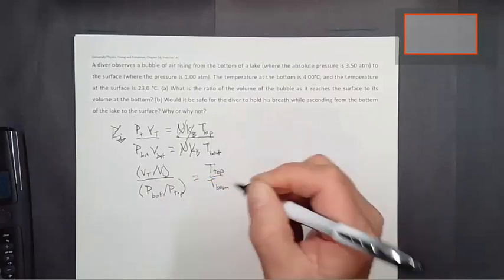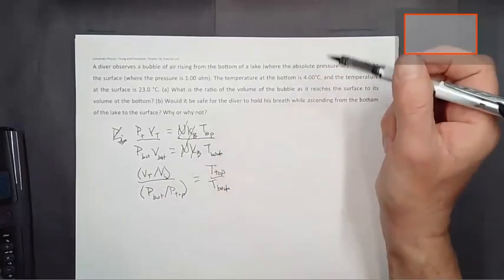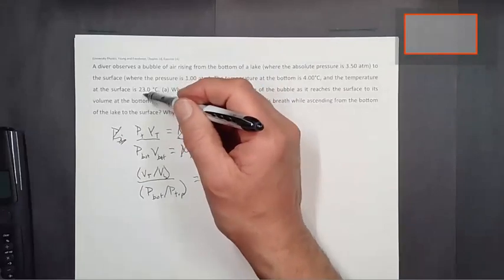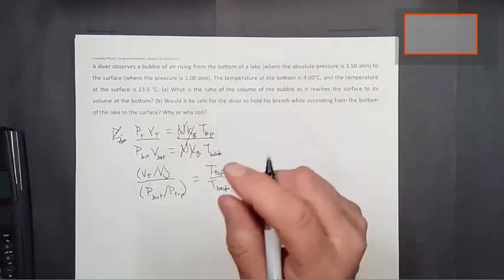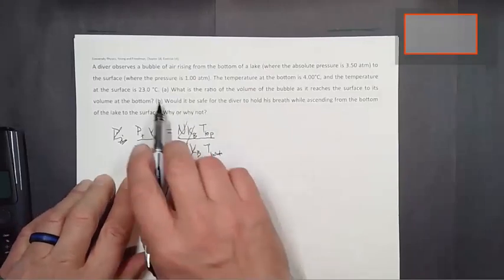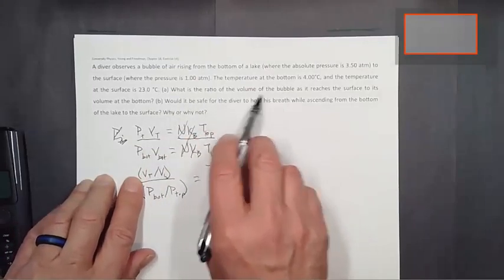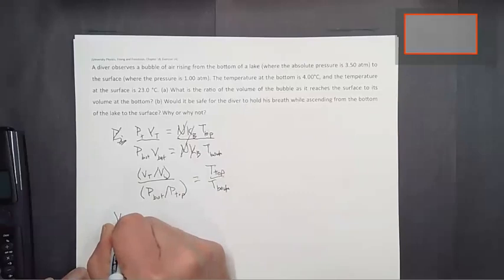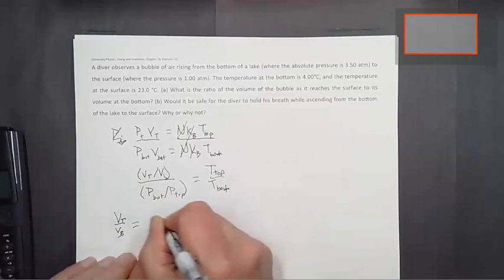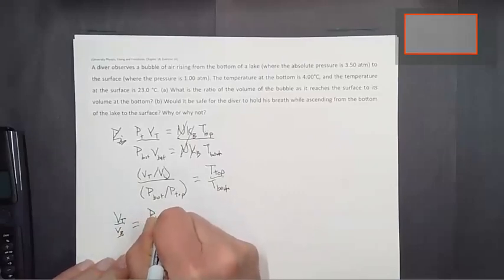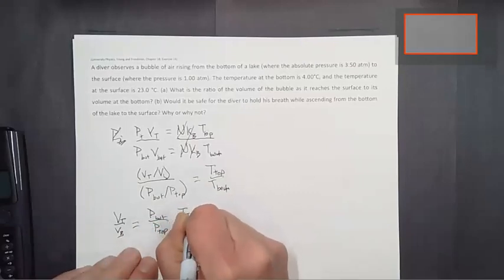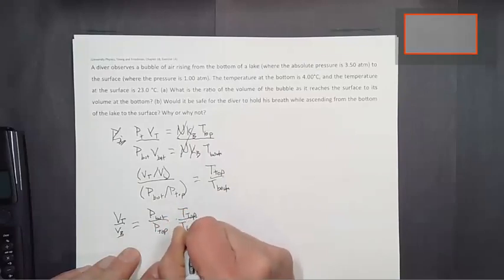The hardest part of this problem is that I have to add 273 degrees Celsius to this number and to that number, which isn't bad. The question is, what's the ratio of the volume of the bubble as it reaches the surface to its volume at the bottom? So I really just want V top over V bottom, because they don't tell me what the volume of the bubble is. That will equal the pressure at the bottom divided by the pressure at the top, times the temperature at the top divided by the temperature at the bottom.